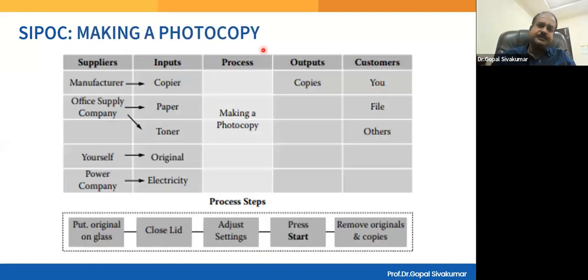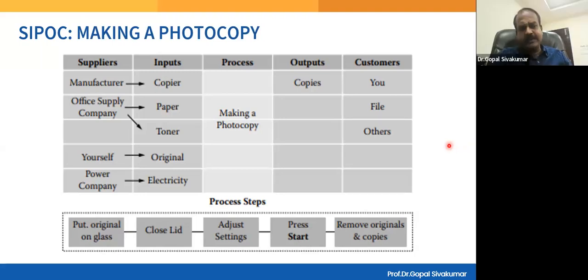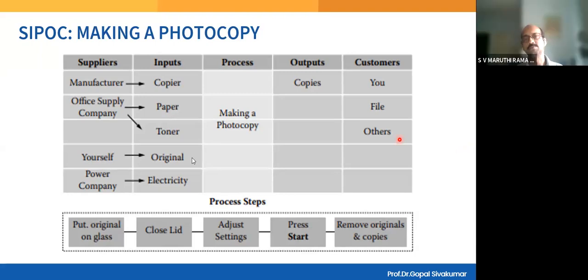Now one more example. What is the process here? Making a photocopy. Again, a very, very simple process. So what do you do first? You first place the originals, right? You put the originals, then you close the lid, and then you adjust the setting. Then you press the start button. Then finally, you remove the originals and the copies.